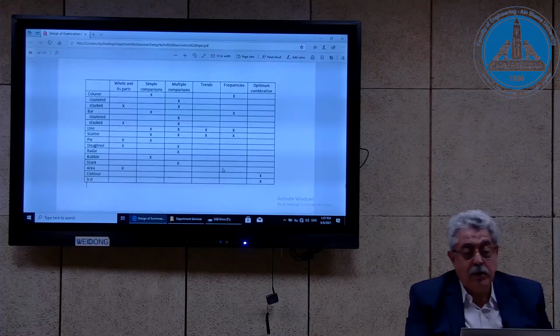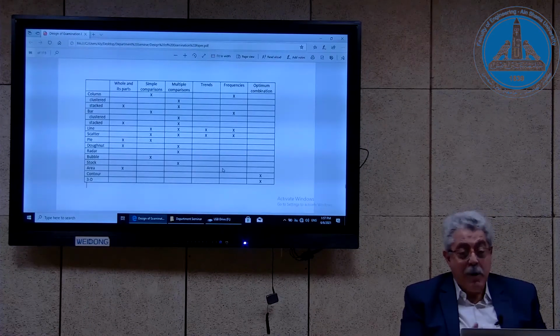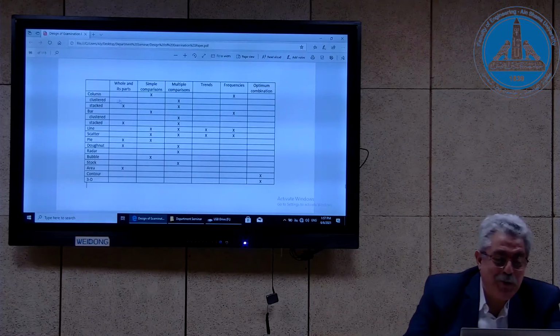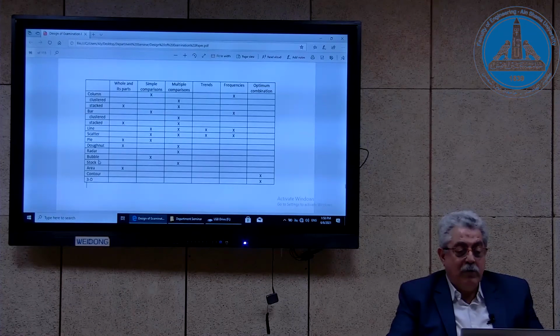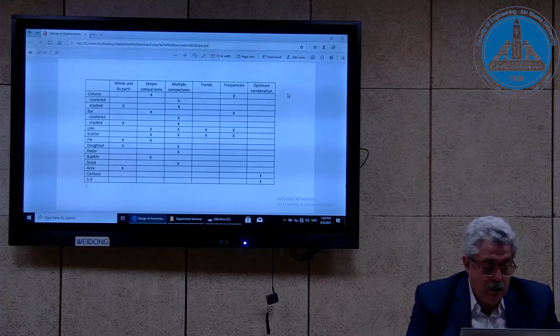And here is my own matrix to show you. This is to help people choose the right graph for the right data. I here make a check that a column chart can be used if the data is simple comparison, or it can be used for frequencies, and clustered column can be used for multiple comparison, as can stacked column, and the rest. These are the types of graphs, and these are the types of data that I covered in the previous slide.